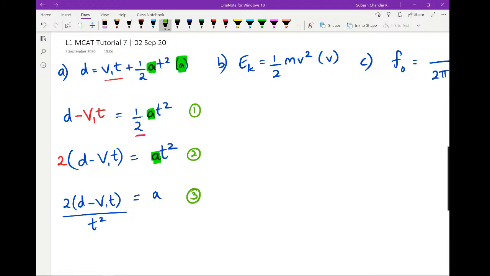Ansh, no, you don't need to expand anything in this case. It's just rearranging, that's all. You can expand it, but it doesn't matter. You can just leave it the way I've done it in line 3.